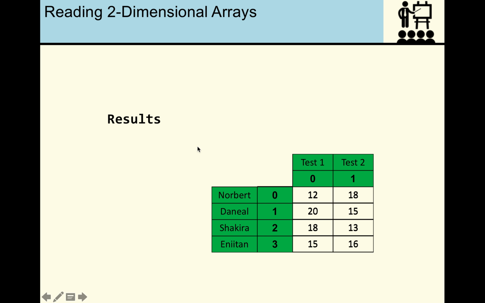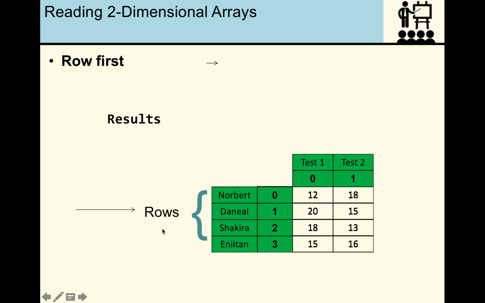Now, we're going to look at how we read two-dimensional arrays. My two-dimensional array is called results. My table is called results. The first thing I read are the rows.